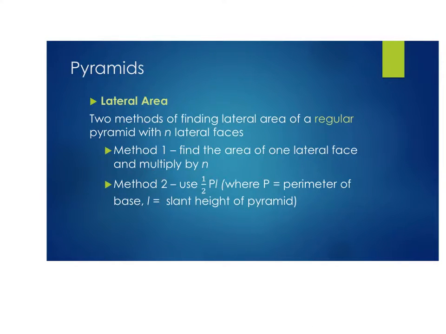Next is the formula or the methods to find the lateral area of a regular pyramid with n lateral faces. So method 1 would be find the area of one lateral face and multiply it by the number of triangles you have. Method 2 would be to use 1/2 the perimeter times the slant height. The slant height is indicated by a lowercase l.